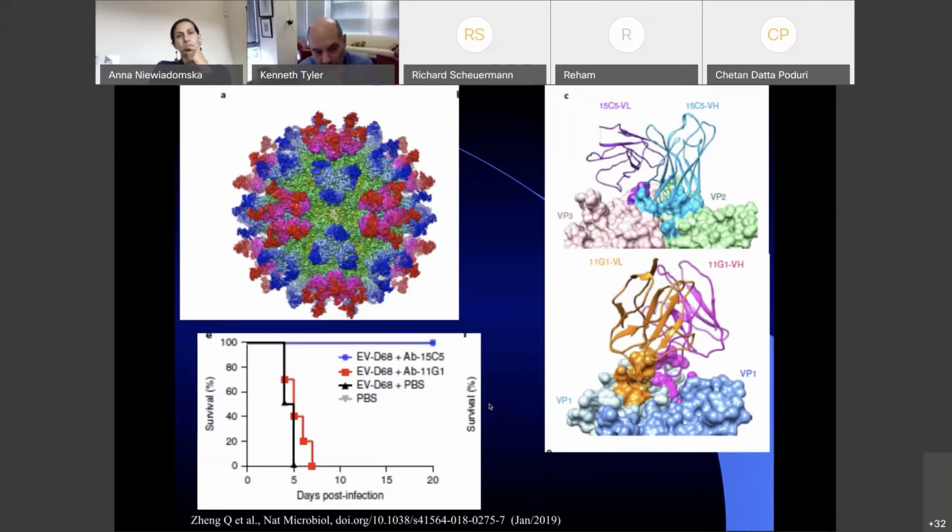A group in China published survival data using mouse monoclonal antibodies against Enterovirus D-68. You can see the blue line at the top of the curve there is great survival with one of these antibodies called 15C5, and not so good survival in the other conditions. 15C5, as shown on the right-hand panel, binds to a conformational epitope that involves the VP2 and VP3 proteins of the virus outer capsid. Next slide.